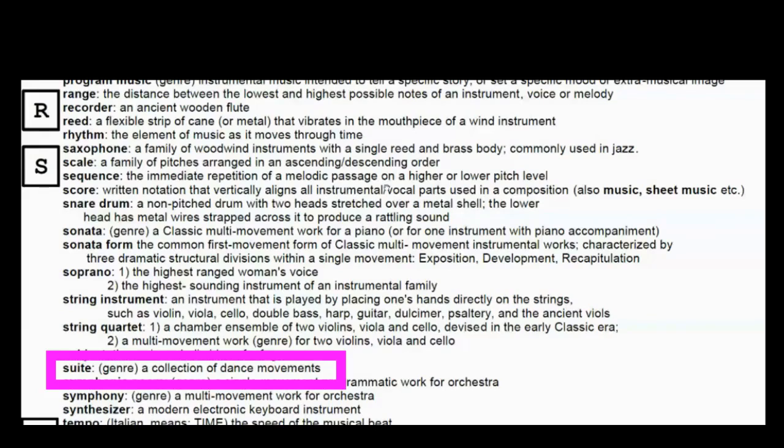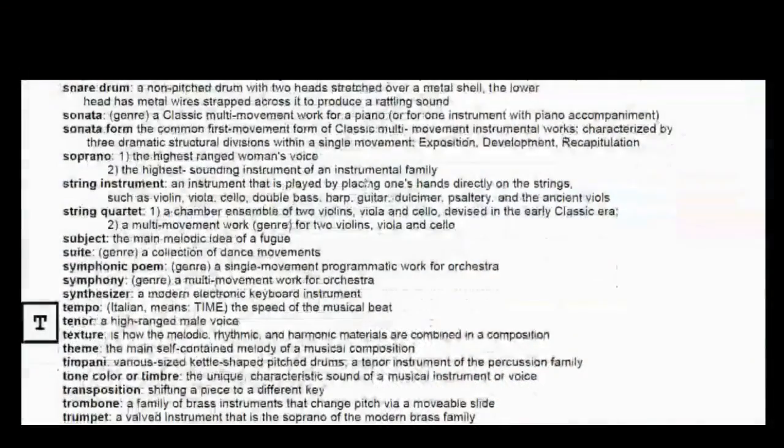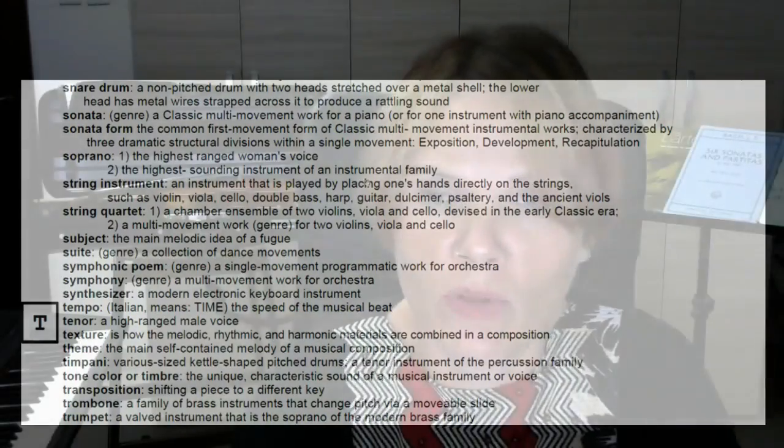Suite, genre, a collection of dance movements. When did we learn about suite, orchestral suite, or solo suite? Remember, in the Baroque era. Symphonic poem is a genre, a single movement programmatic work for orchestra. A symphony is a genre, a multi-movement work for orchestra, whose first movement is written in sonata form. Synthesizer, a modern electronic keyboard instrument.